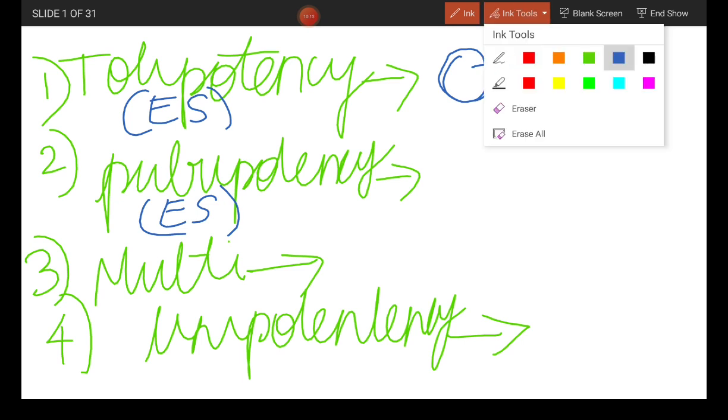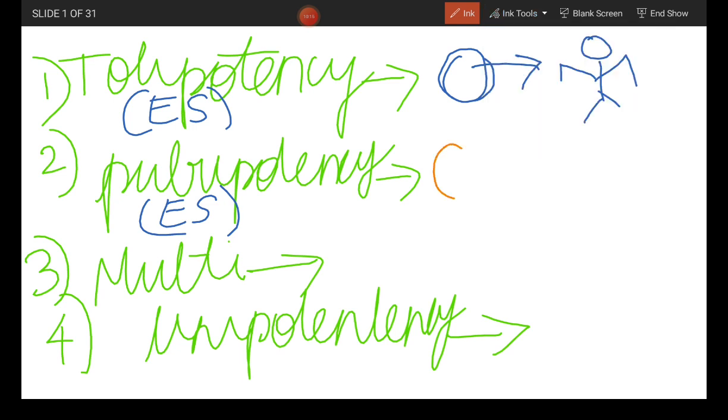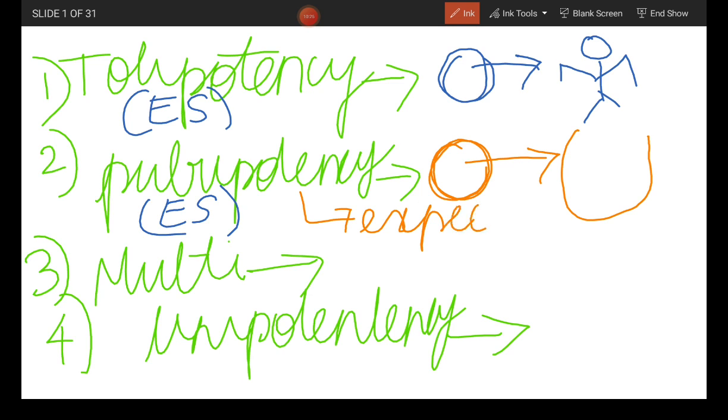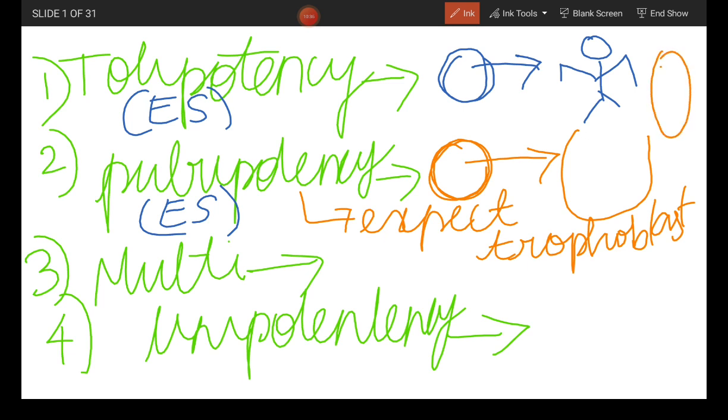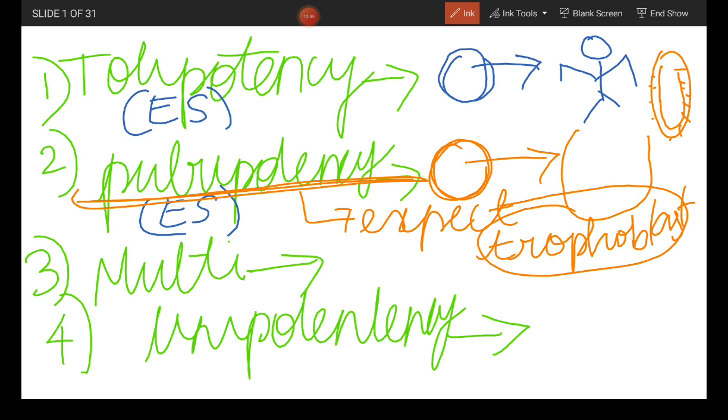In pluripotency, a cell has the ability to become any cell of the body except trophoblast. So what are these trophoblasts? When the embryo is produced, the outer layer is primarily formed. These are called trophoblasts. This is called pluripotency.